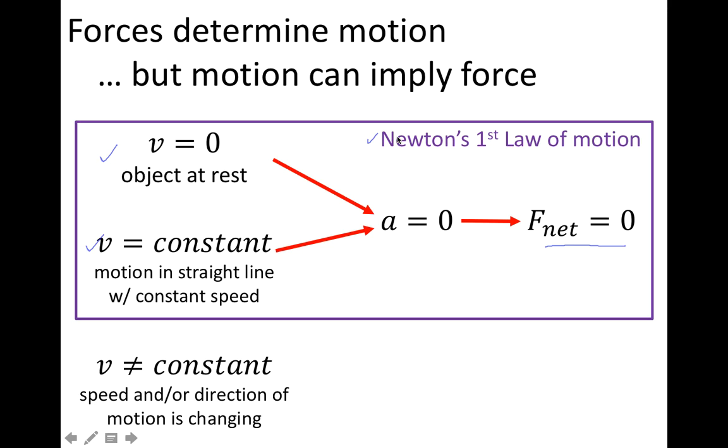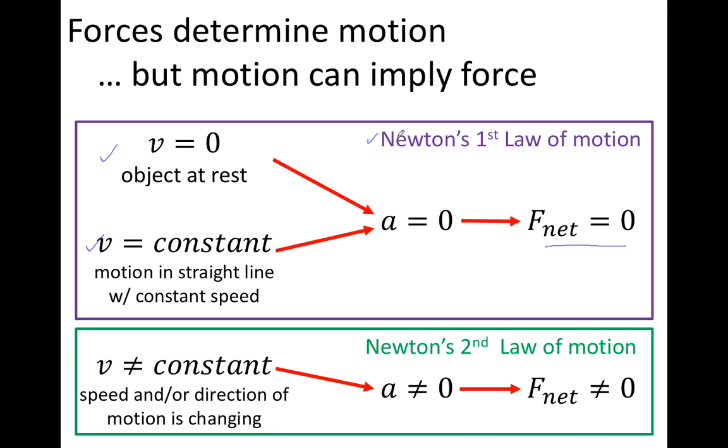If we have the case where an object's velocity is changing, where it is not constant, and you can recognize a changing velocity if the speed changes by speeding up or slowing down, or if an object changes how it's moving as far as its direction of motion. In that case, there is a non-zero acceleration. There must be a non-zero or unbalanced net force acting on the object, and this is what's described in Newton's second law of motion. And we're going to hit this really in depth in about 2 sections.